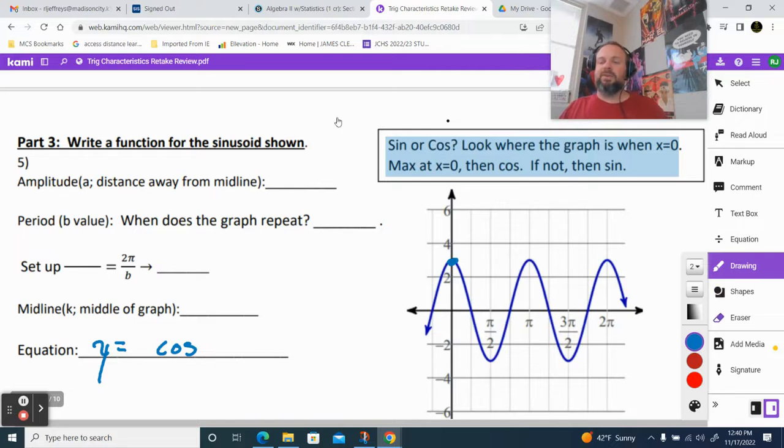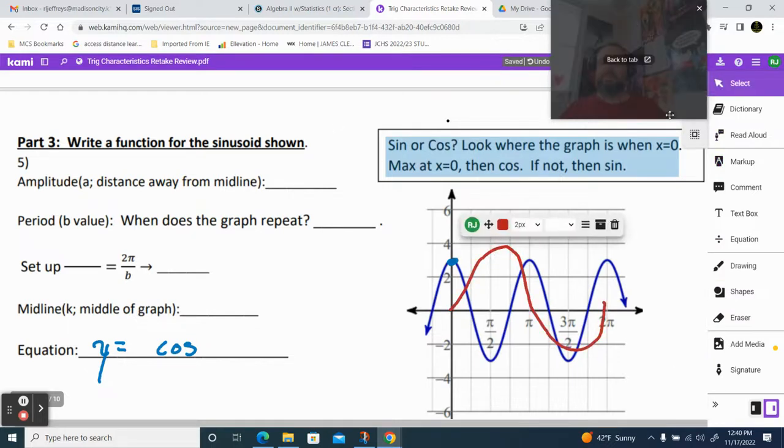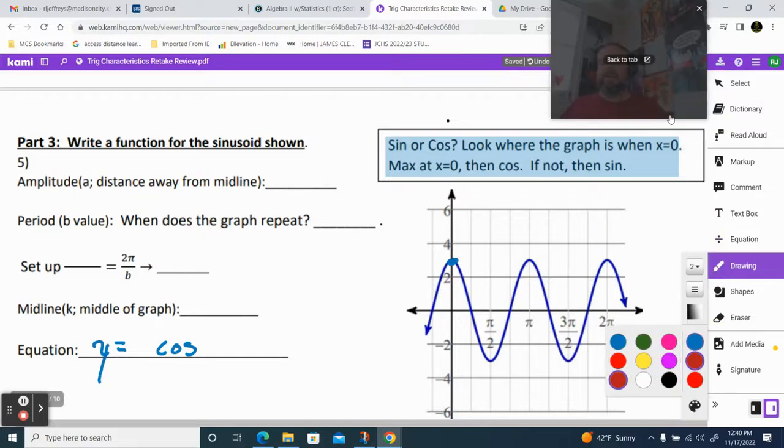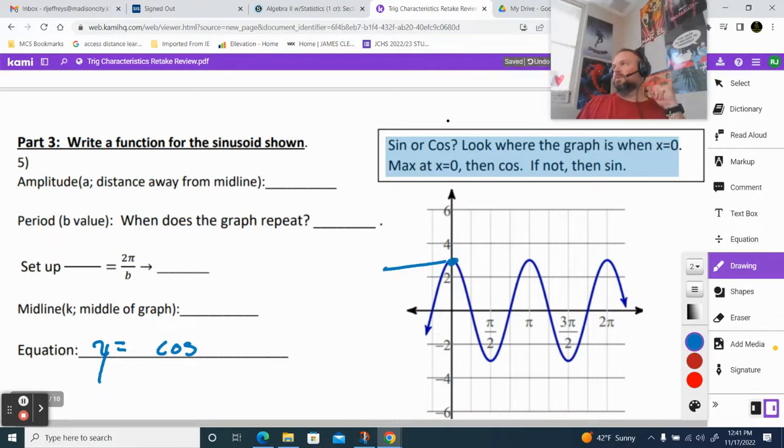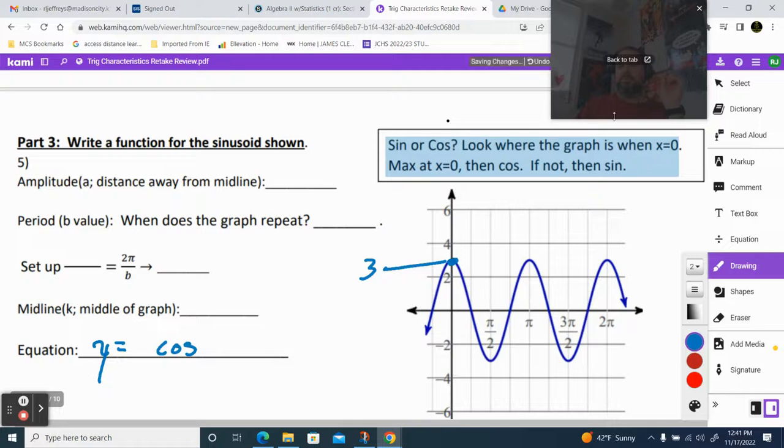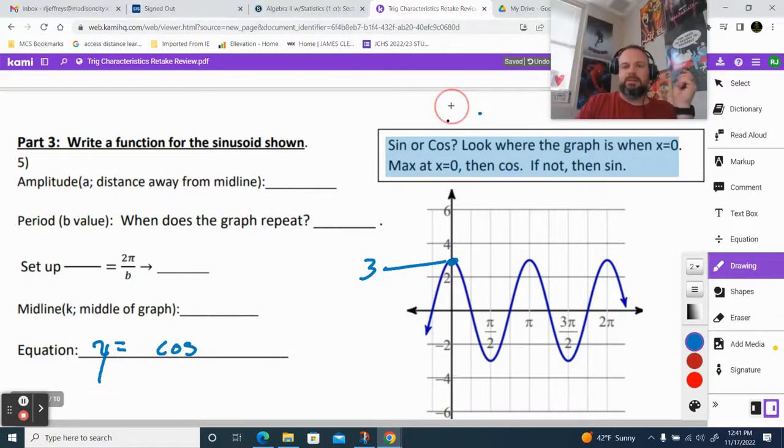If it were to start like this, that's a sine graph. All right. So now I'm looking at this. Well, there's a max right here. Now, this is between 2 and 4. I wonder what number's between 2 and 4. Oh my gosh. 3. Y'all are not good for my health triangle. Okay. Just letting you know.